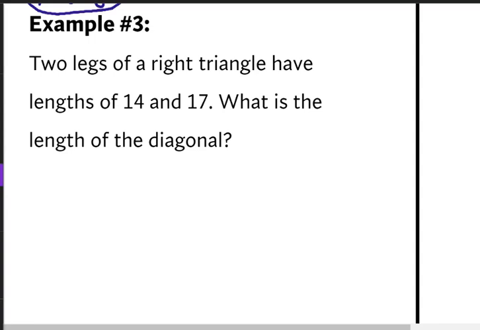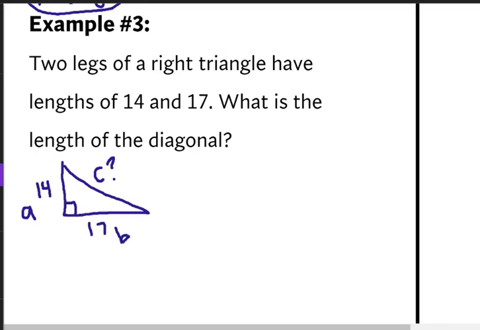You can tell I don't have my tablet because I can't make a perfect one like I could before. So there we go, and we've got a right triangle. It tells us one leg is 14 and the other leg is 17. And what is the length of the diagonal? That diagonal side would be C. Doesn't matter what I label these, so I'll just label A and B. So I would put 14 squared plus 17 squared, A squared plus B squared equals C squared.